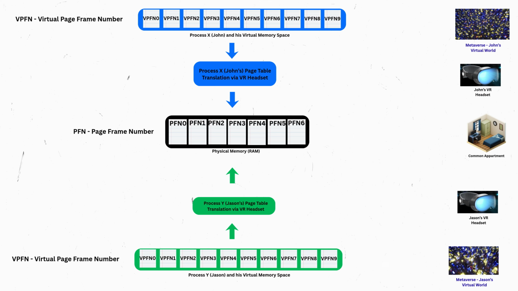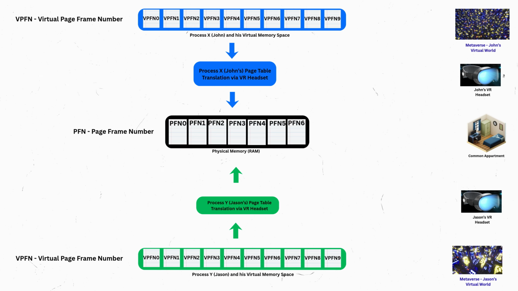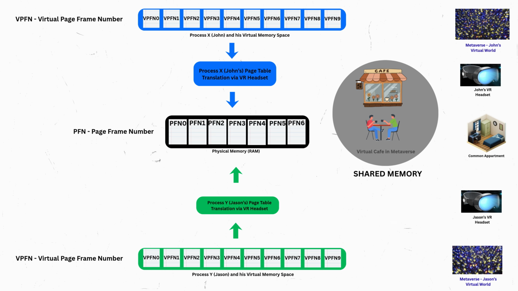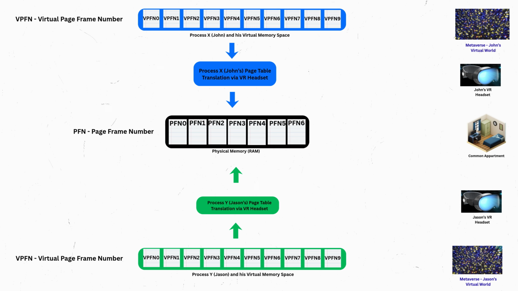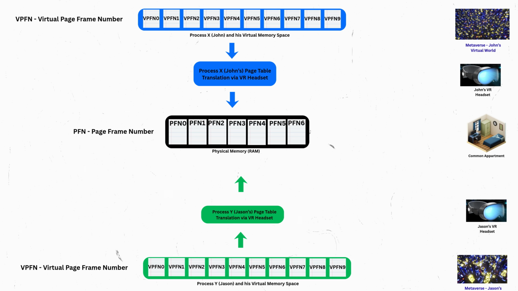And this is Jason's virtual memory space. Just like John's, he believes he has his own complete metaverse. Both of them, John and Jason, live in different virtual worlds, but in reality, they are sharing the same physical apartment, the same RAM. If you recall, Jason and John can meet each other in a shared cafe in virtual world. That's how shared memory works. Multiple processes can map to the same physical frame while still thinking it's their own.